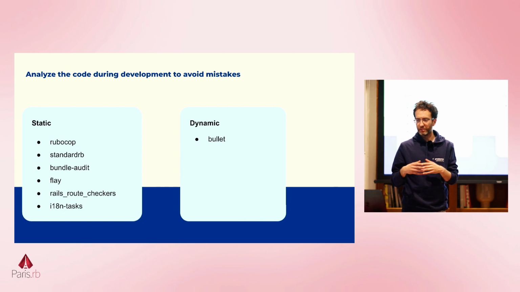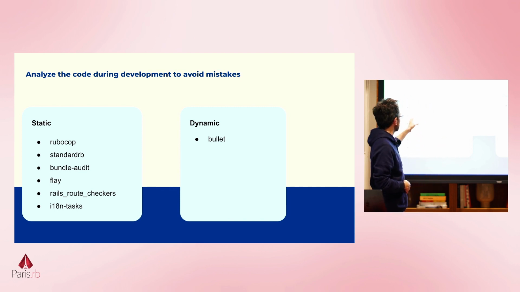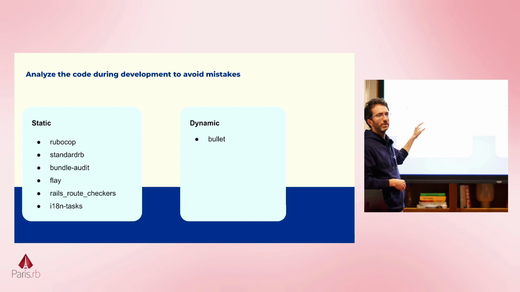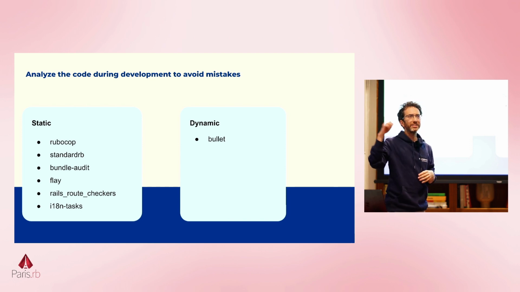In general, we use code analyzers on your laptop and on CI. You have static code analyzers like Rubocop, bundle audit for security. Standard RB is a default configuration for Rubocop. Like this, everyone has the same configuration, every team, it's easier. Bundle audit for security, Flay to remove duplicate code, Rails best practices, and all those tools are static. And you have one tool, which is Bullet, which is dynamic at runtime. It will catch N plus 1 requests.